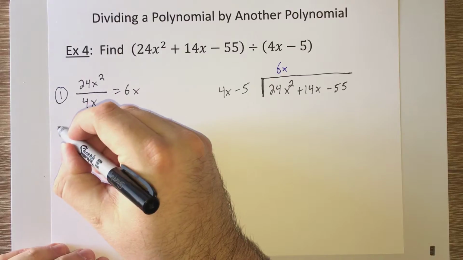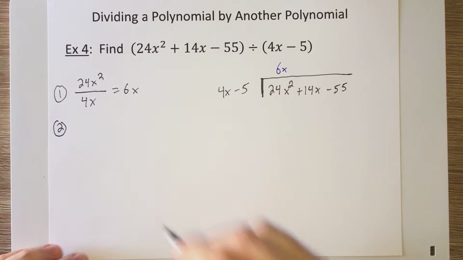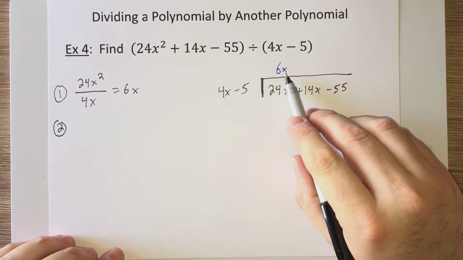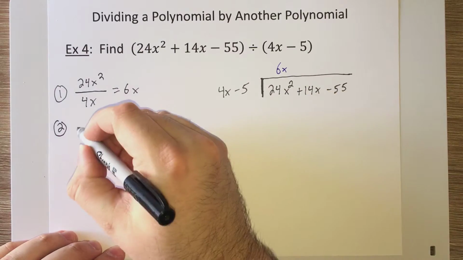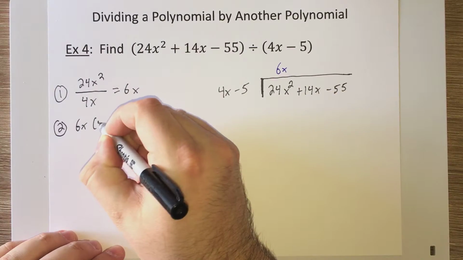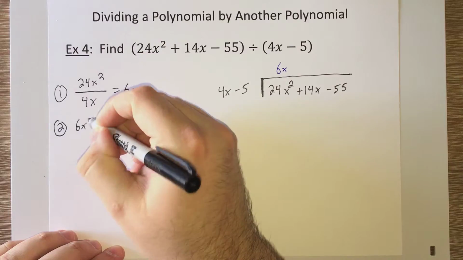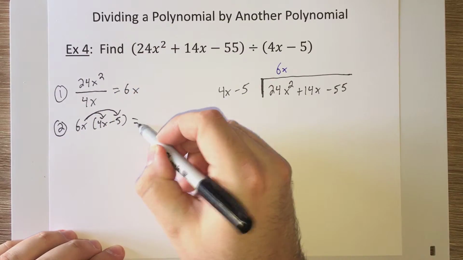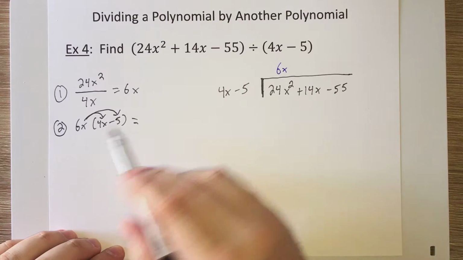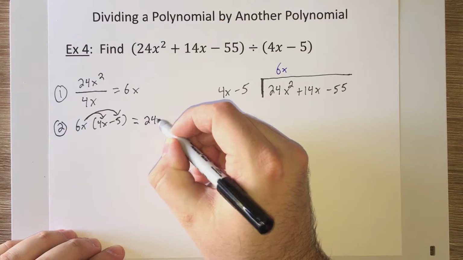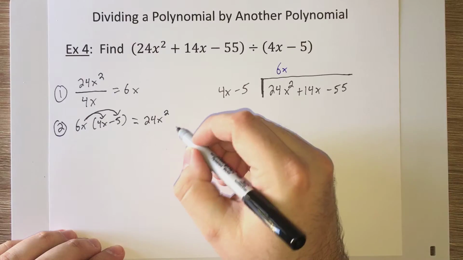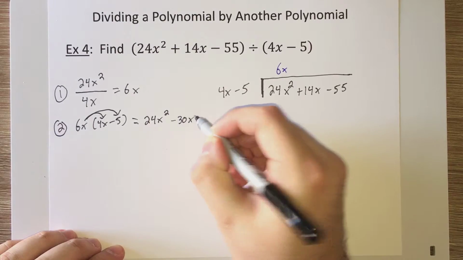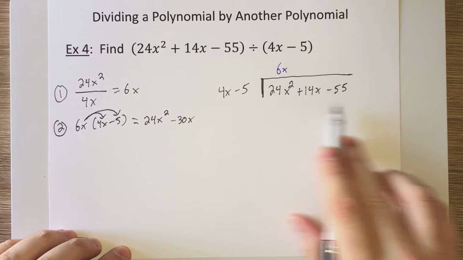Second step of the three-step process. Take the term you just got, the 6x, and multiply by this entire polynomial over here. So you're going to distribute it. When you do 6x times 4x, you get 24x squared. 6x times minus 5 is minus 30x. And you write this polynomial underneath this one.